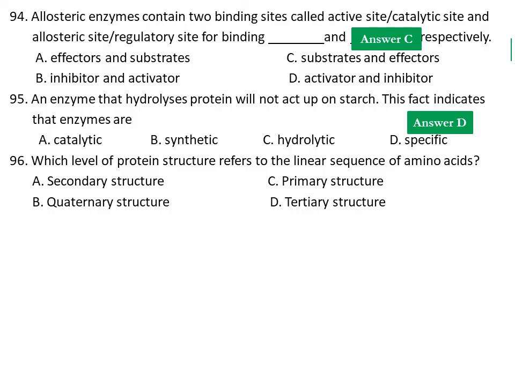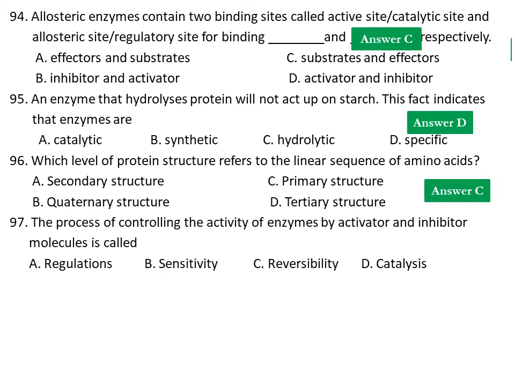Question number 96. Which level of protein structure refers to the linear sequence of amino acids? A. Secondary structure. B. Quaternary structure. C. Primary structure. D. Tertiary structure. So the answer should be C, primary structure.